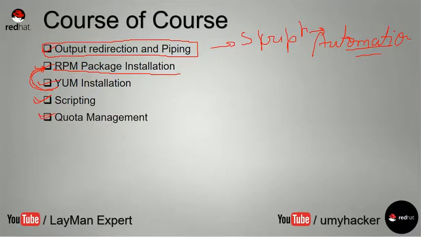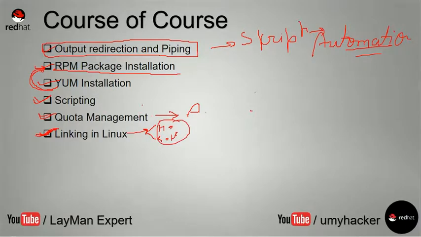Quota management: how much disk space allowance each user has, all of these things will be taught in quota management. And linking in Linux, that's not so important, however it is a very interesting topic, and you will learn a few things. In Windows we have shortcuts, we just right-click and choose to create a shortcut on the desktop, but in Linux that's different. There are two kinds of links, hard link and soft link, and they behave differently. So we will learn this.